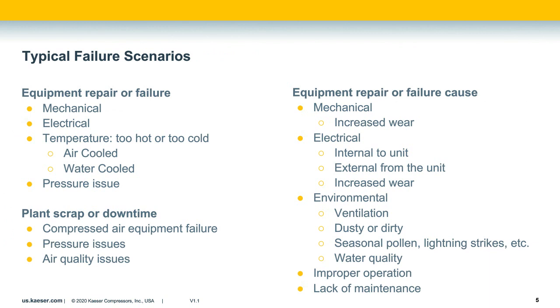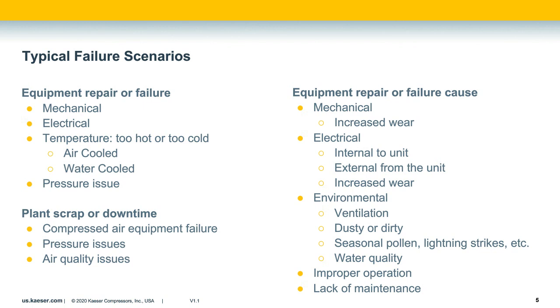Failures within a compressed air system can typically be separated into mechanical or electrical, and both can be affected by temperature regardless of whether the compressor is air-cooled or water-cooled. Temperature and pressure can also affect how support equipment such as dryers and filters actually operate, and that can make them less effective. The plant can also experience scrap or downtime due to compressed air equipment failure, low plant pressure, as well as air quality issues.